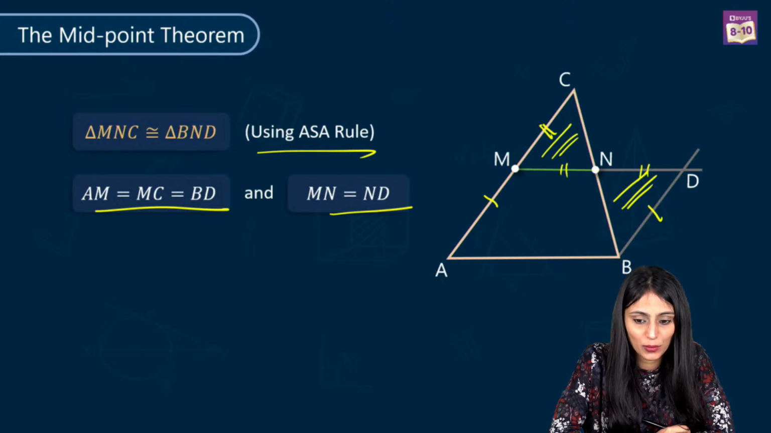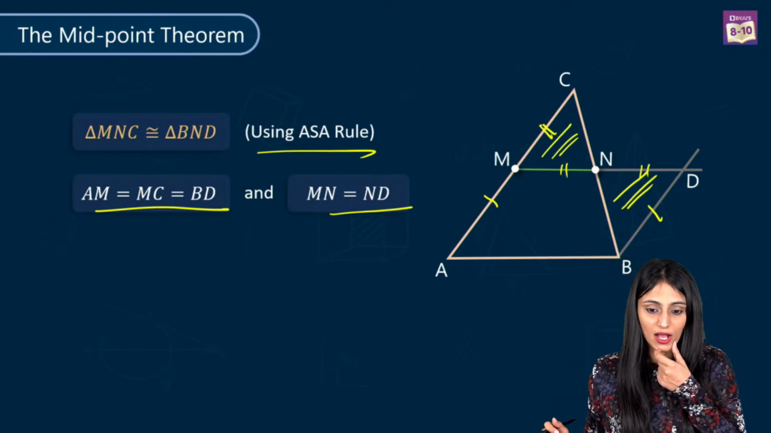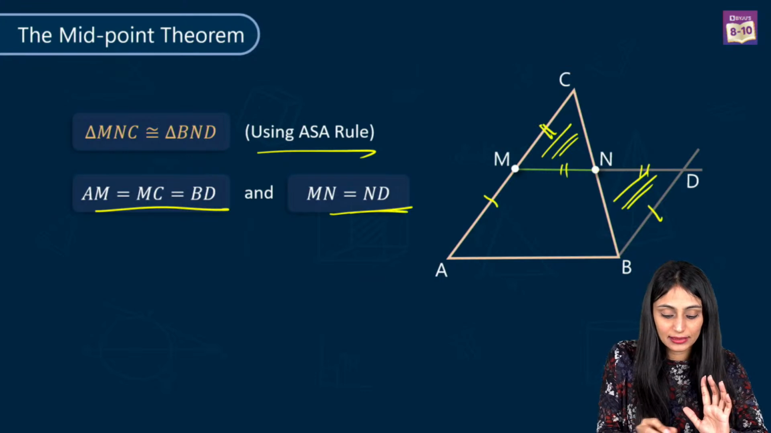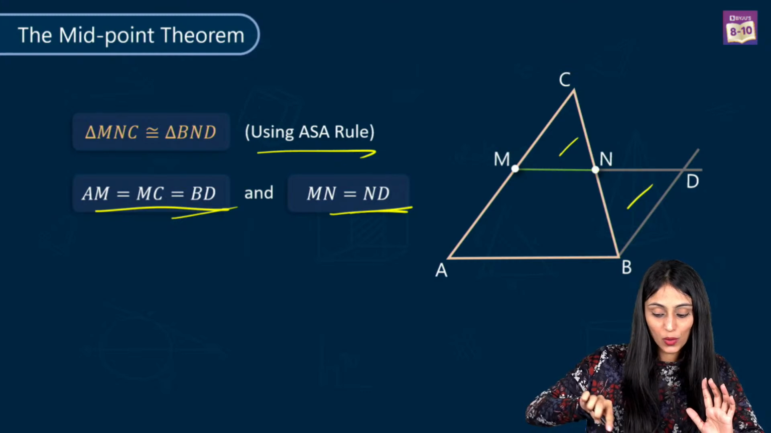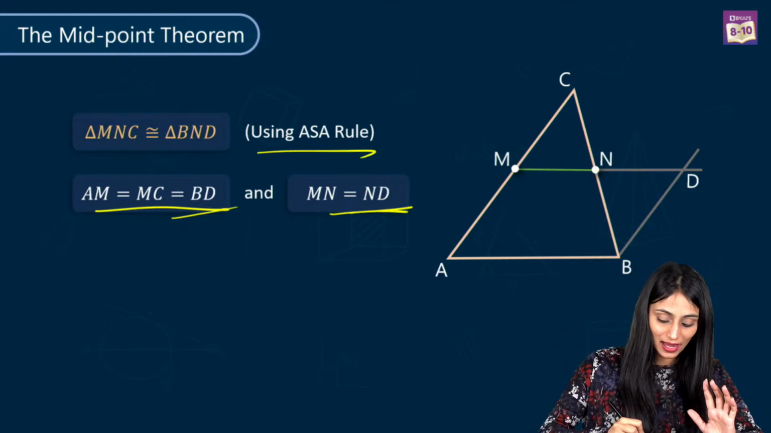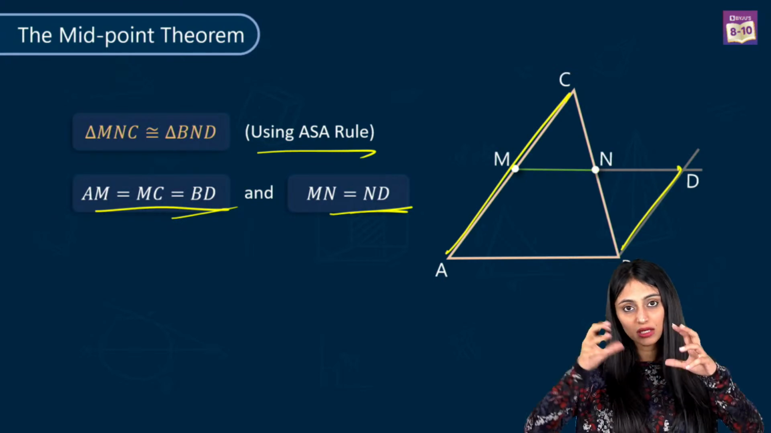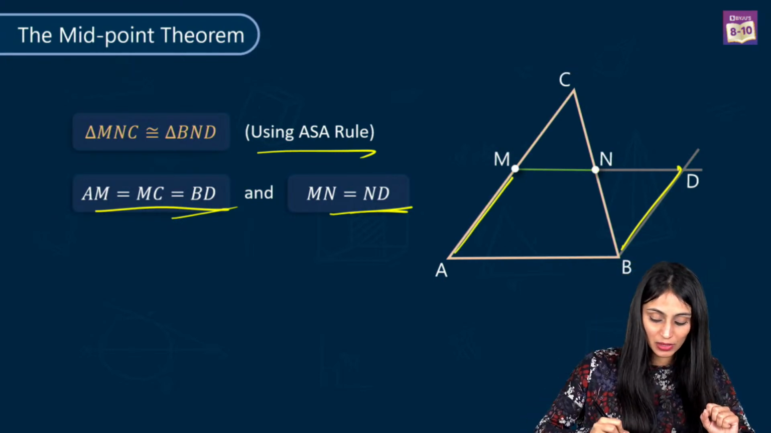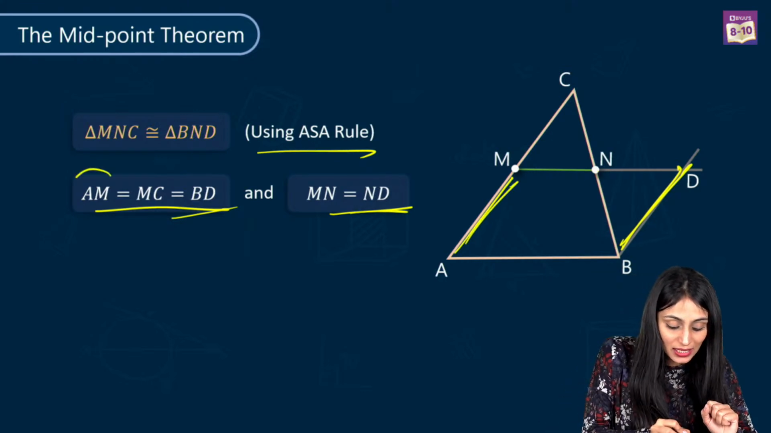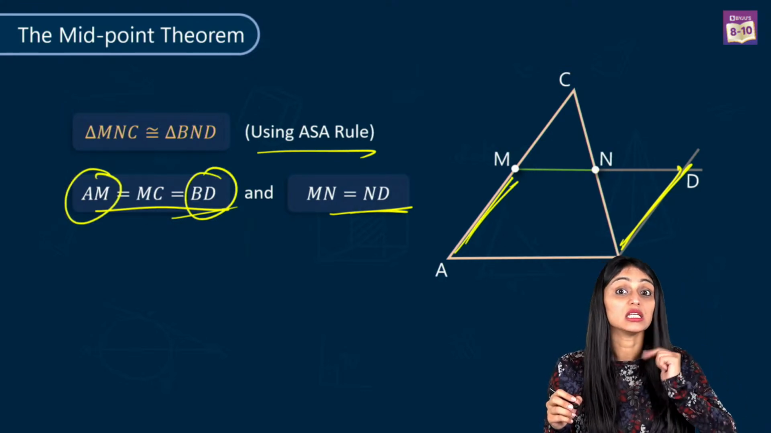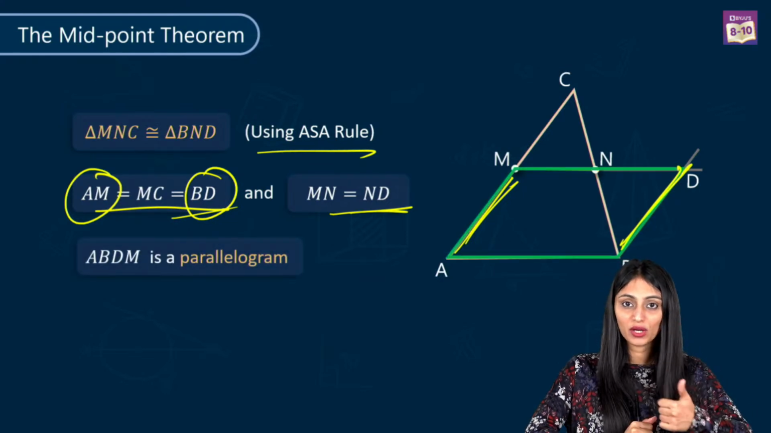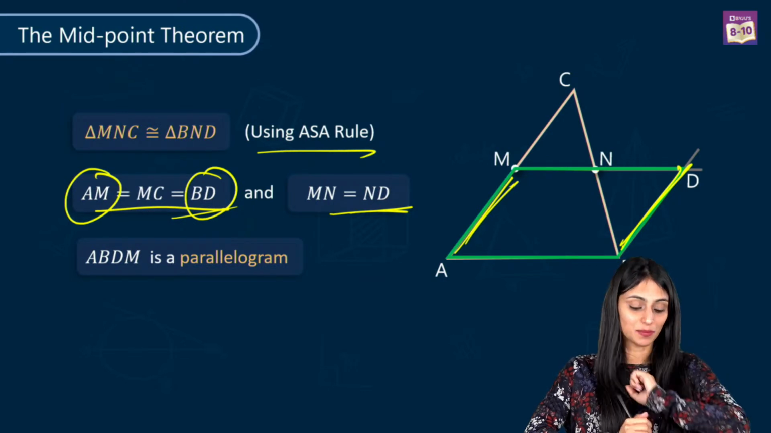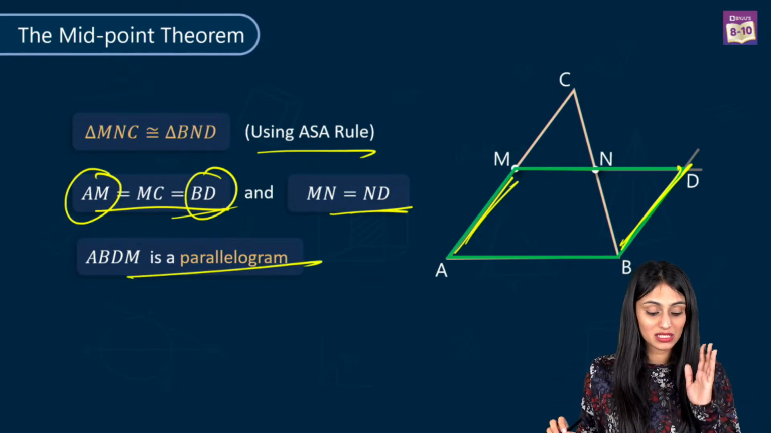Manimala, the line from the midpoint to the midpoint on the other side is parallel to the third side and is half of it. Yes, that's the midpoint theorem. So here we have proved that these sides are going to be equal. Now from construction, AC and BD are parallel. So if AC and BD are parallel, a part of AC, that means AM and BD, will also be parallel, and AM and BD are equal also. When one pair of sides in a quadrilateral is equal as well as parallel, then we can call that a parallelogram. That means ABDM is a parallelogram.